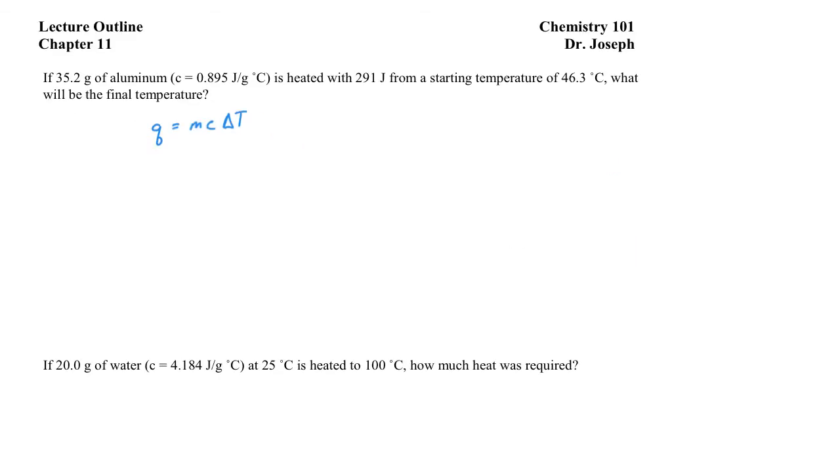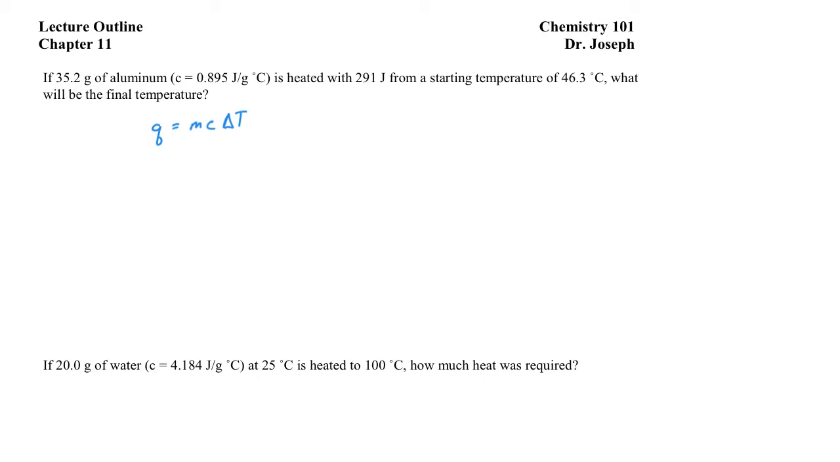So if we read through this first example problem, we see we have 35.2 grams of aluminum, and we're given the value of C for aluminum, which is 0.895 joules per gram degrees Celsius. That's one type of unit system that we'll see for a specific heat. Anyway, this block of aluminum is heated with 291 joules of energy. And the starting temperature is given to us as 46.3 degrees Celsius, and we're being asked, what will be the final temperature?